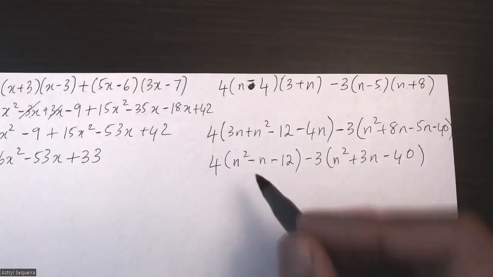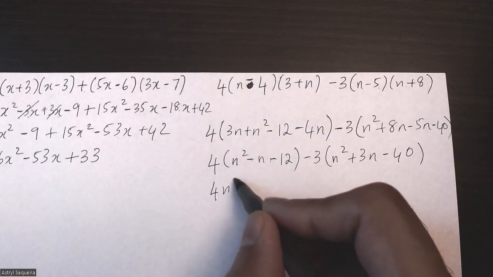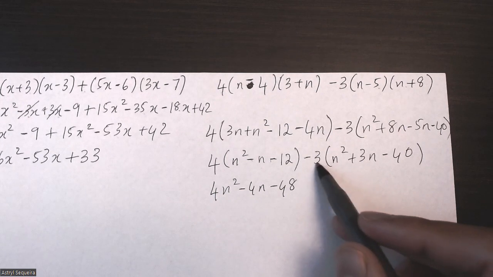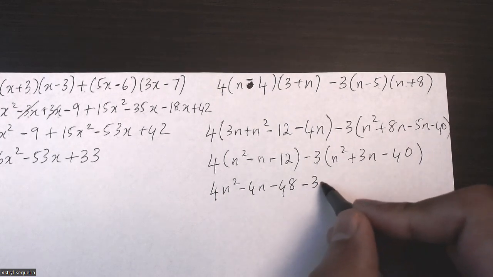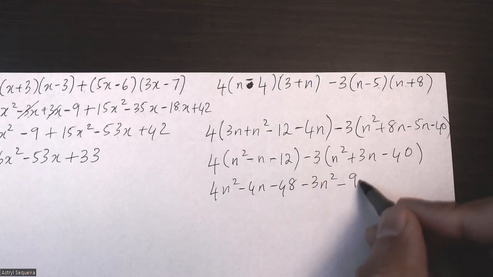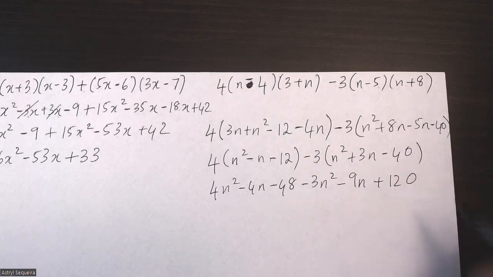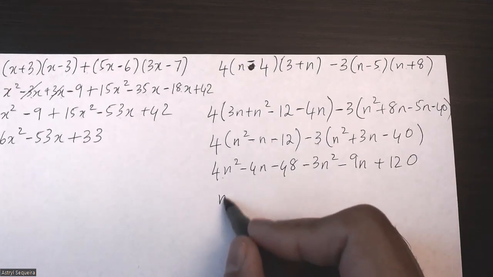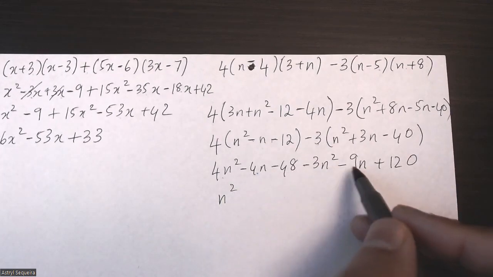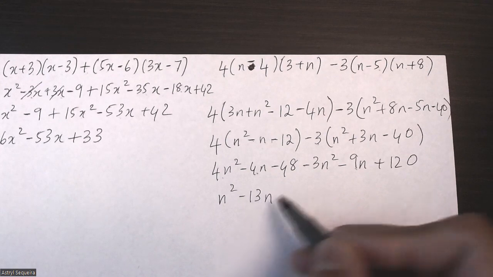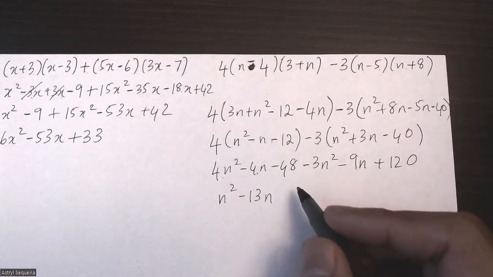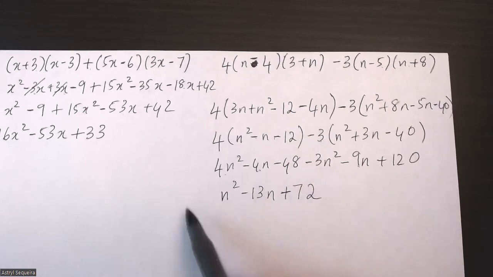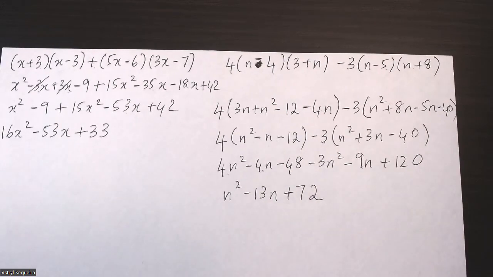And now I'll multiply the 4 into the bracket. So 4n squared minus 4n minus 48. I'll multiply the negative 3 into this bracket. So negative 3n squared minus 9n plus 120. Finally, I'll combine like terms. So 4n squared minus 3n squared is n squared. Negative 4n minus 9n is negative 13n. Negative 48 plus 120 is positive 72, and that's my final solution for this one.